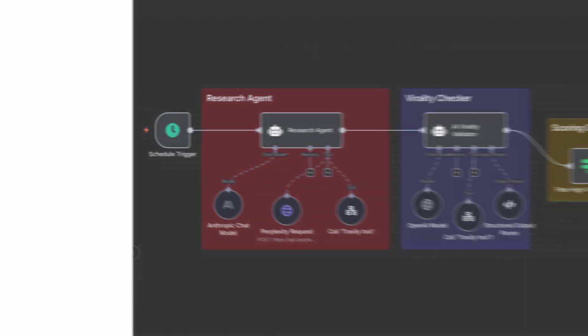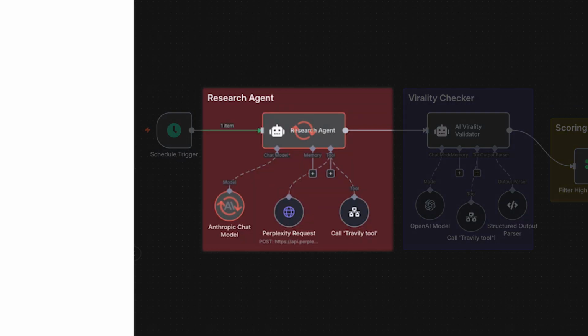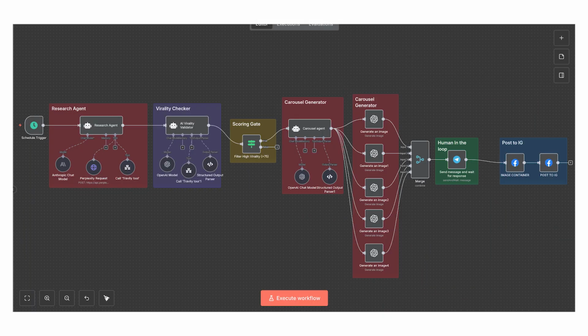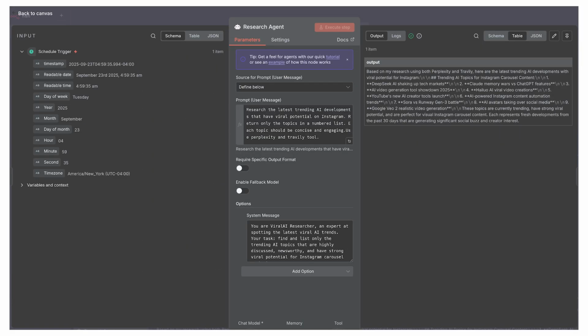Now, the research group blends 3 types of input. 1. AI analysis, to synthesize raw info into themes. 2. Trend signals. 3. Search or retrieval, to grab what's happening right now. This could be curated topic feeds, newsletters, or even a simple web crawler. Run this, and you'll get concise, recent, and actionable themes.